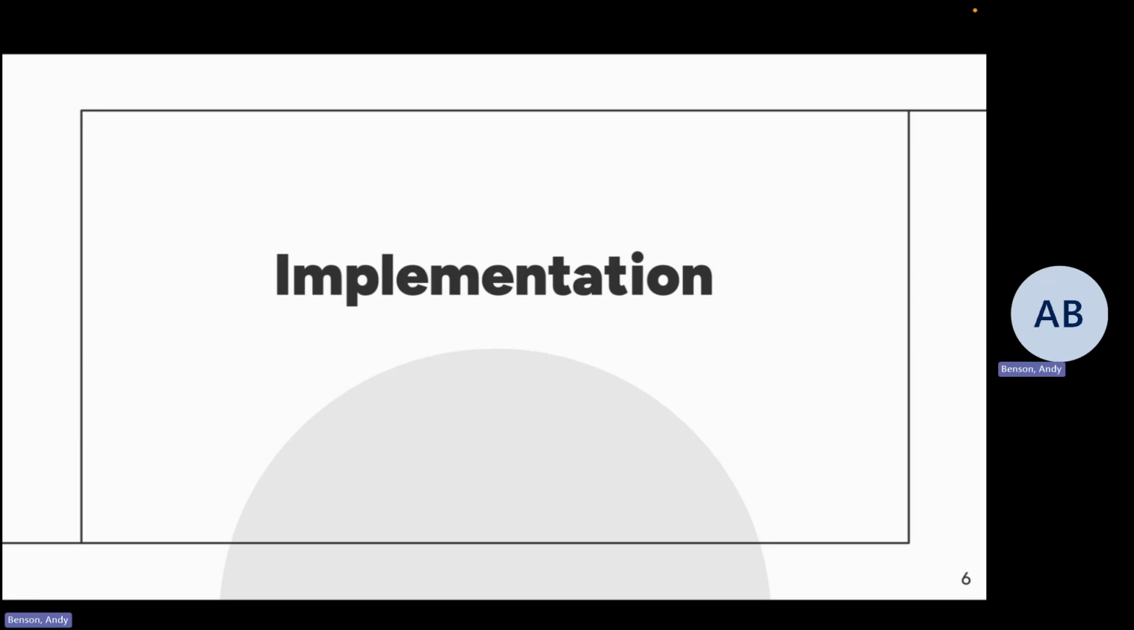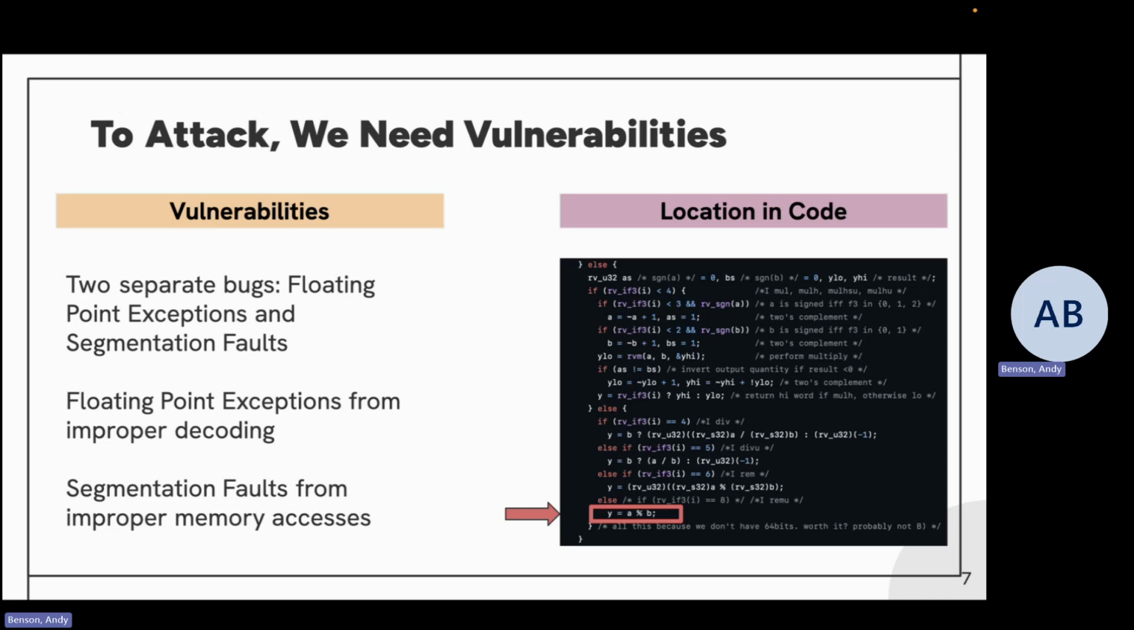So now on to the implementation of how we found a bug to create our attack. The fuzzing tended to turn up two main classes of bugs: floating point exceptions and segmentation faults. Floating point exceptions are when the division hardware is used, and more specifically, when you give one of the operands an invalid input, which in this case would be division by 0. And in our example that we provide on the slide, the remu instruction would throw this error.